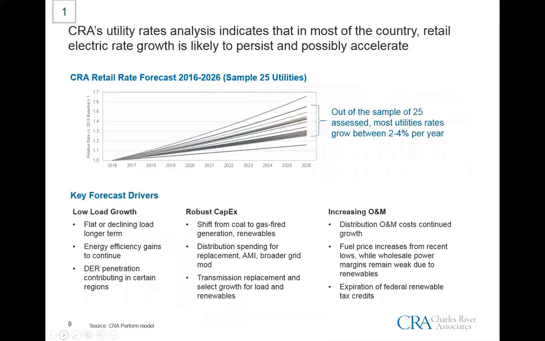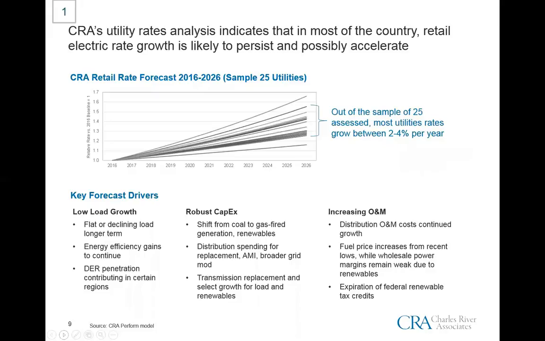So turning to the next slide, when we think about the forecast period, this is based on CRA's modeling. We have a model that we built actually for purposes of working with a client to understand better their headroom, that forecasts out for a set of peer utilities what retail rates will look like. And this is based on those utilities' public forecasts of load, of CapEx, of OpEx, and all of the detailed assumptions that go into building a cost of service model.